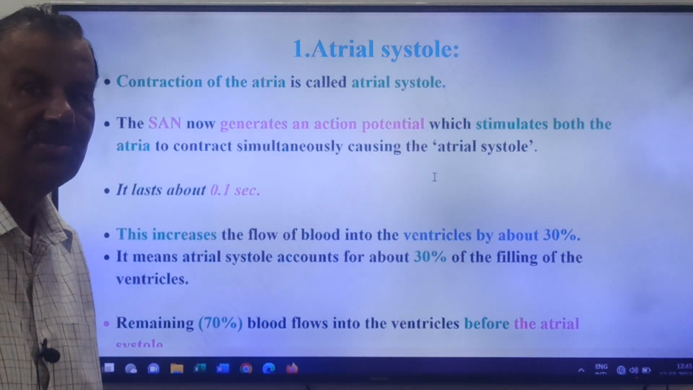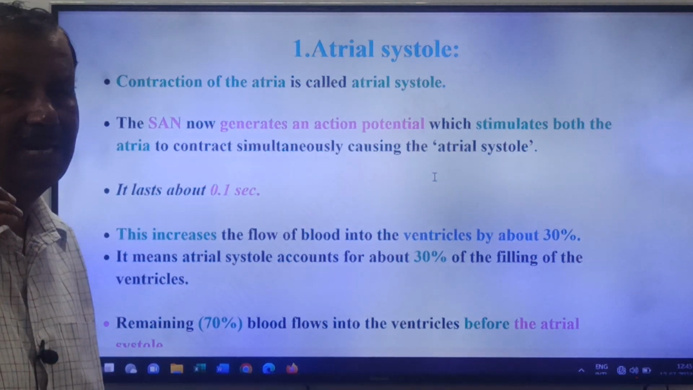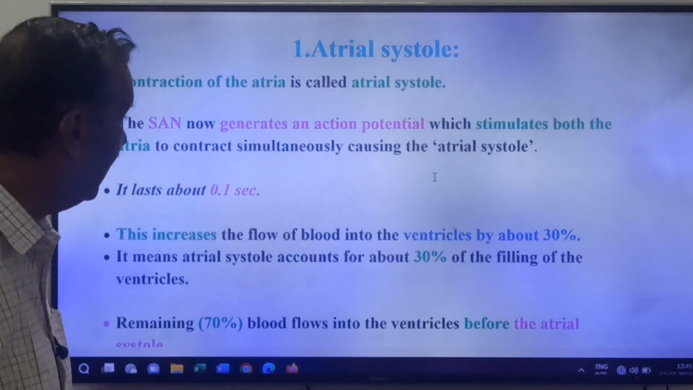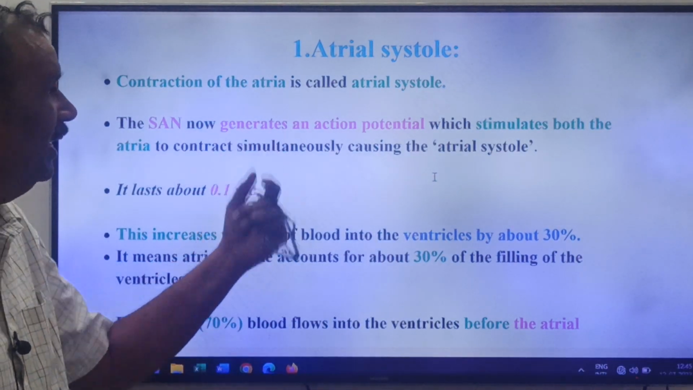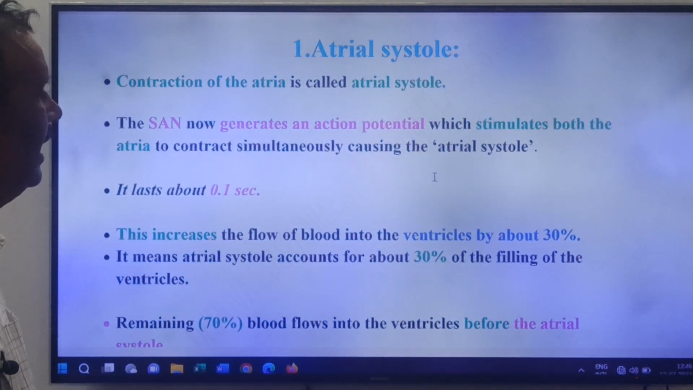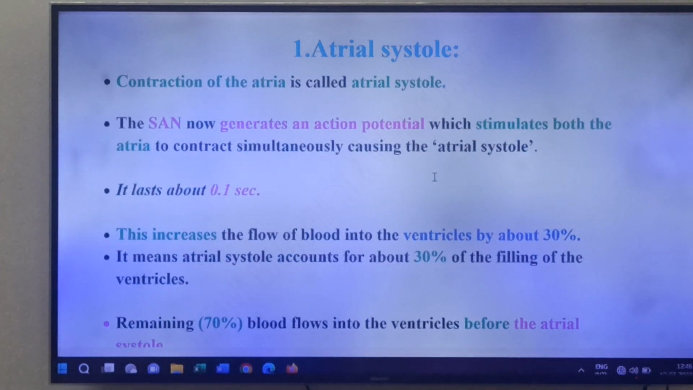What is SAN? Sinoatrial node, which is present in the right atrium, in the upper corner of the right atrium, friends. The SAN now generates an action potential which stimulates both the atria to contract simultaneously, causing the atrial systole. So when SAN generates an action potential, that action potential stimulates both atria to contract. Both atria contract. That is called atrial systole.